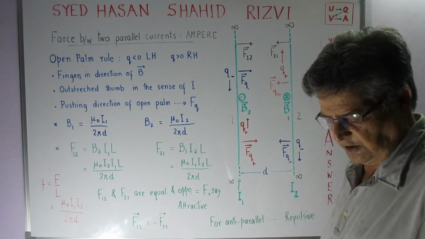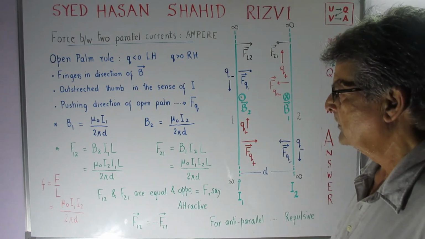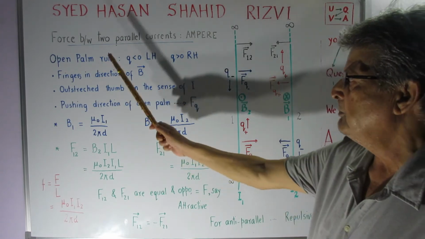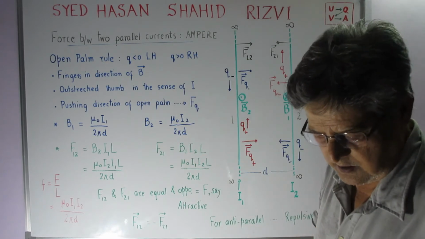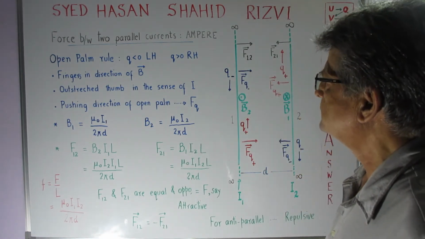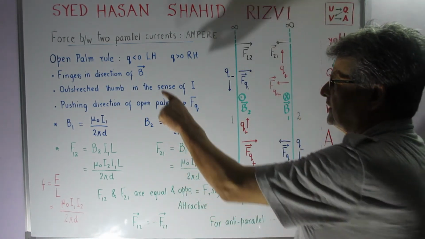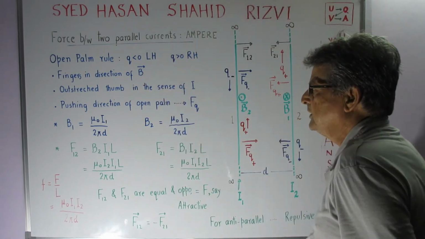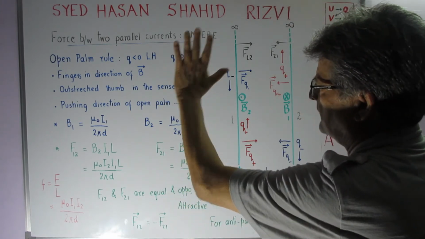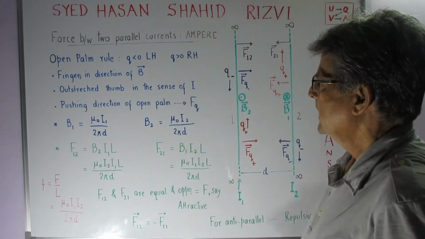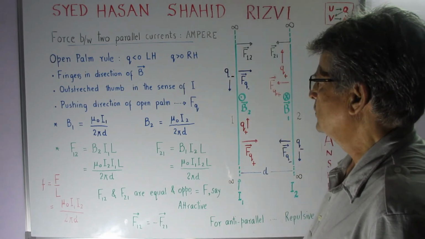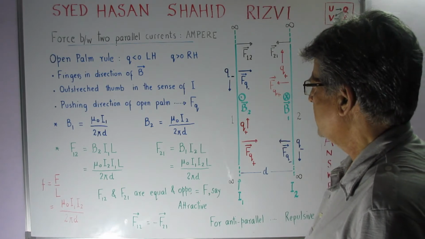Okay. Now, let me tell you the rule that I am going to use. I have called this the open palm rule. In the open palm rule, I told you that if the charge on which we want the force is negative, then I am going to use my open left palm. And for a charge which is greater than 0, I am going to use my right hand.